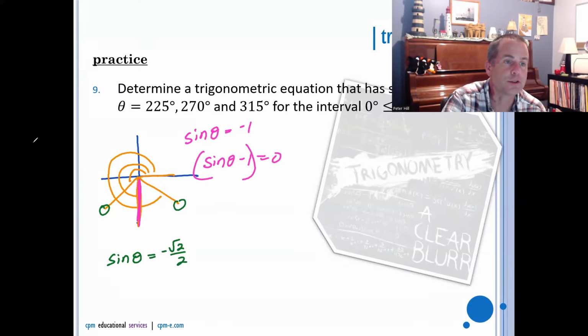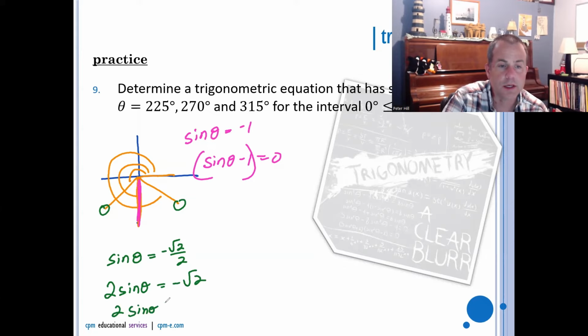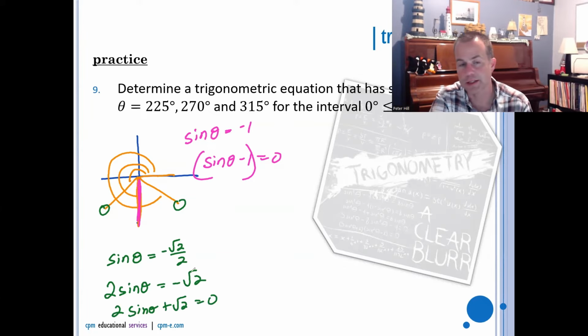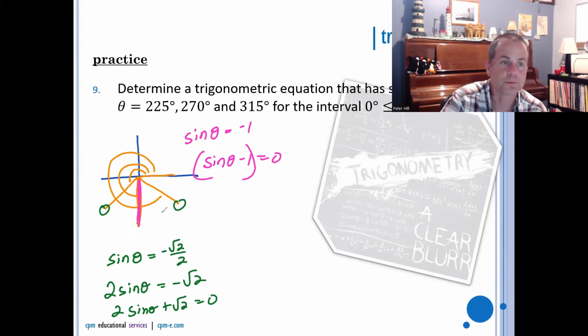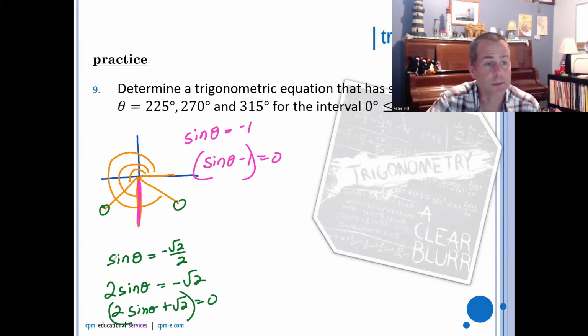If I go back down to the other one, this would be 2 sine theta equals negative root 2. So then I've got 2 sine theta plus root 2 equals 0. Or if you were unrationalized, it'd be root 2 sine theta plus 1. That's okay too. Then I just put both of those together side by side and set it equal to 0, and there's my quadratic.